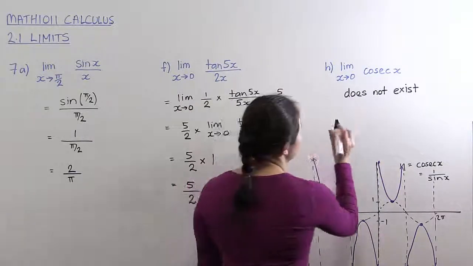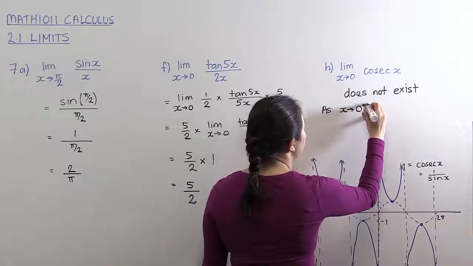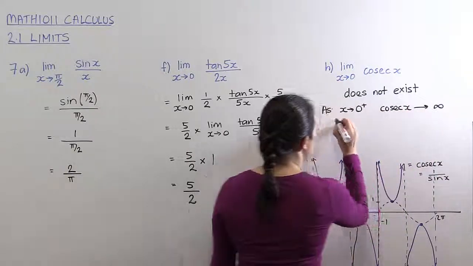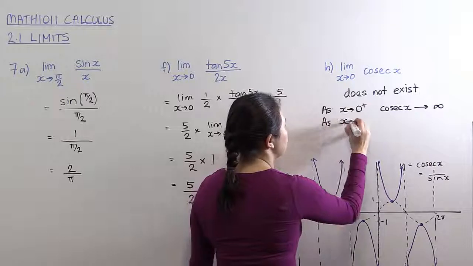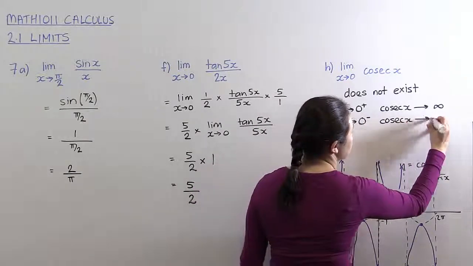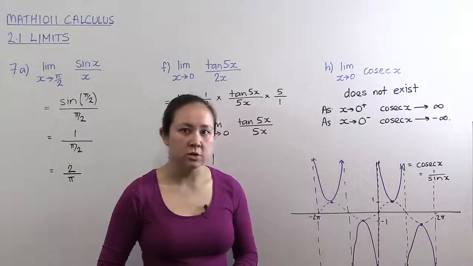Oh, actually, we could say something. We could say as x tends to 0 from the right, cosec x is going to tend to infinity. We could say as x tends to 0 on the left side, cosec x is going to tend to minus infinity. But overall, this limit is not going to exist here.